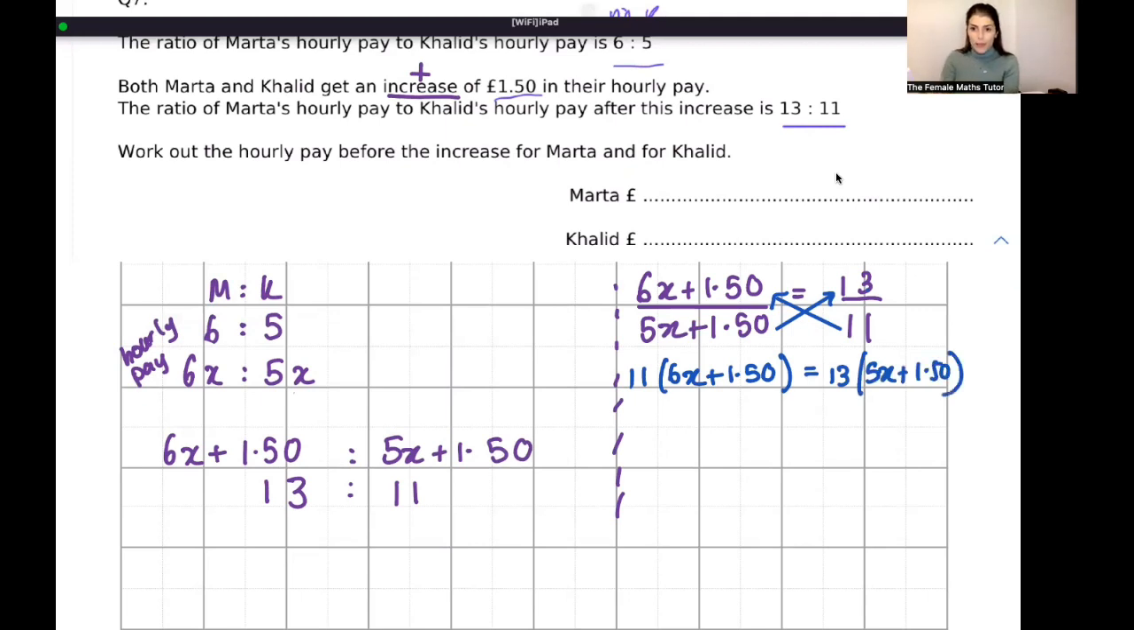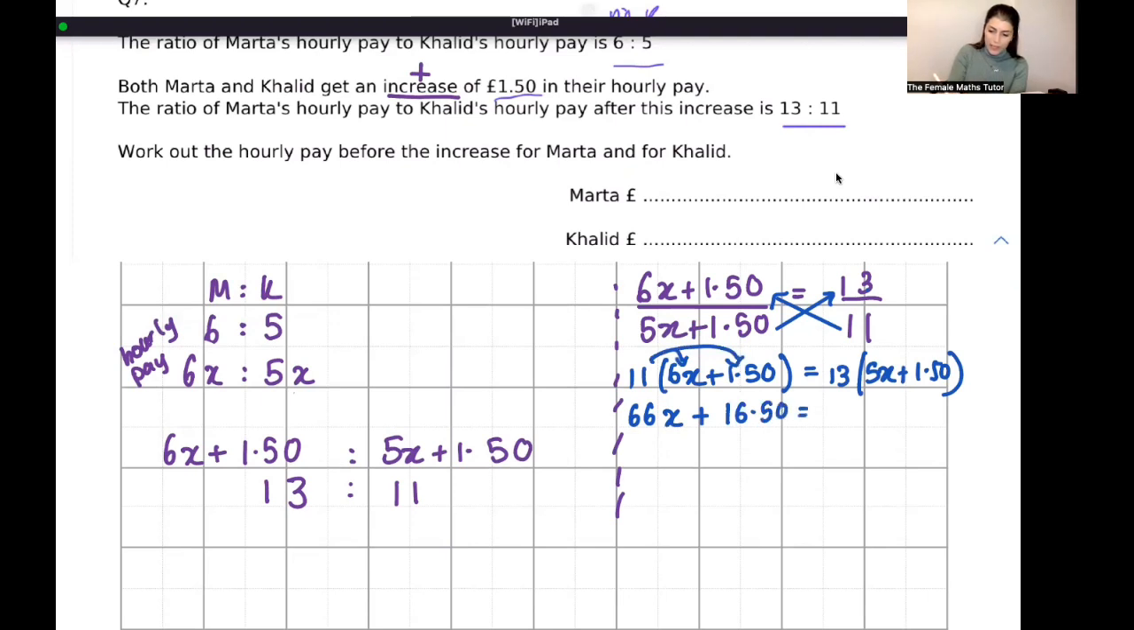Okay, so cross multiplying, notice what I've done. I've brought the 11 up to the left-hand side, and I've brought the 5x plus £1.50 up to the right-hand side. Now we're going to expand these brackets and solve for x. So 11 times 6x gives me 66x, and 11 times £1.50 gives me £16.50.